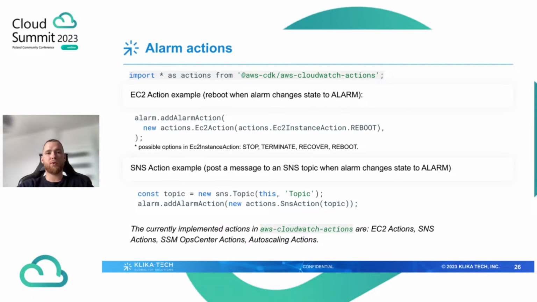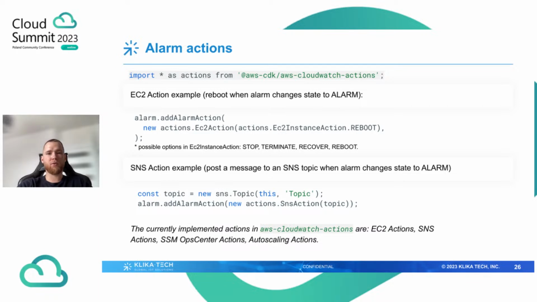When an alarm is triggered, it can perform one or more actions in response to the alarm state change. These actions can include sending notifications to users, triggering automated processes, or making changes to AWS resources. To add actions to an alarm, we have to use the AWS CloudWatch Actions package from the CDK library. In the first example, we consider EC2 action, which helps us to reboot our instance. By adding EC2 action, whenever the alarm enters the in-alarm state, it will trigger the specified command.